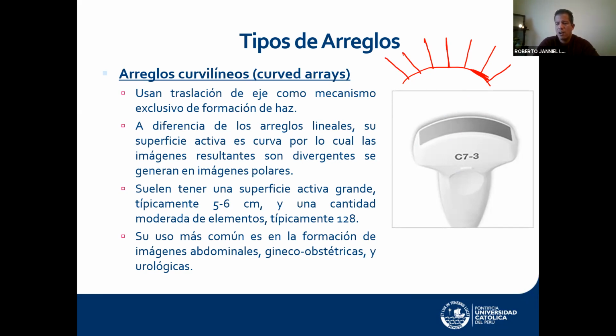That's why, when you create images with this type of array, the image is also diverged, in polar coordinates. But it operates under the principle of shifting your aperture rather than rotating it. Typically, the active surface is large because this is used for things like abdominal imaging, so you want a very big field of view. Your active surface can be 5 to 6 centimeters. And because this is translating the aperture, you have a relatively large number of elements too, typically about 128. You can effectively shift your aperture left to right.